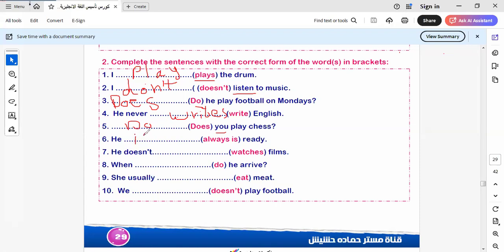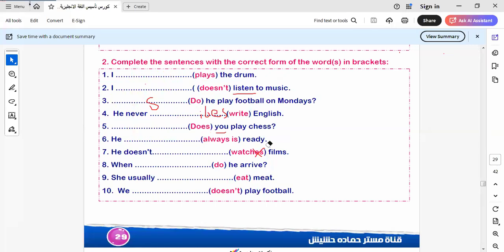He's always ready to be here. He's always ready. Doesn't, here I omit the es in any case. Okay, let's continue the rest of the lesson.